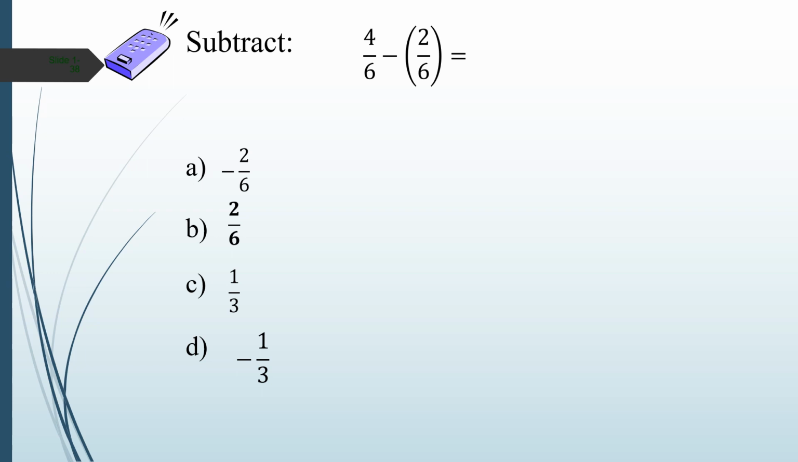But this one, 4 over, yes, how about this one? 4 over 6 minus 2 over 6. So similar fractions. 4 minus 2 is 2 over 6, or equivalent to 1 third, right? Okay, let's see. Tama tayo. Yes, that's correct. 1 third, letter C.